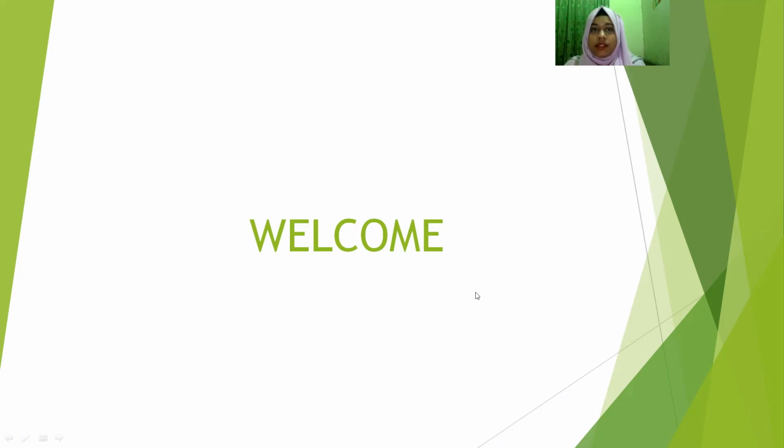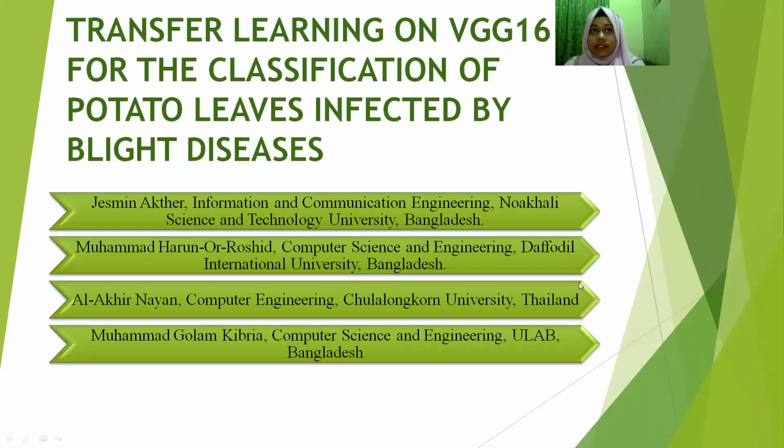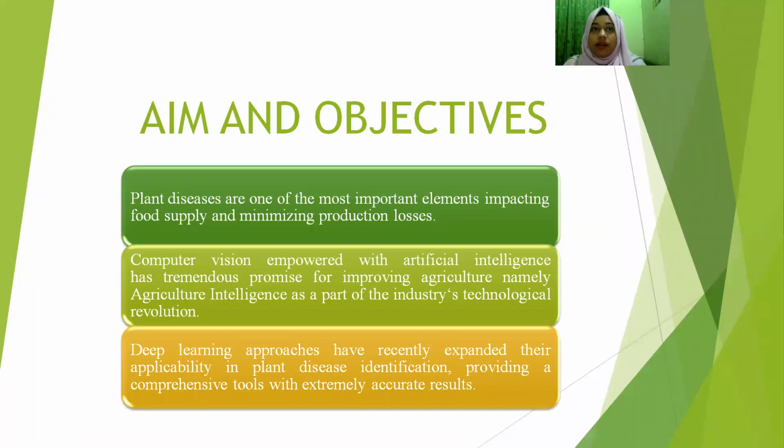The research title is Transfer Learning on VGG16 for the classification of potato leaves infected by blight diseases. Myself, Jasmine Akhtar, and the co-authors are Mohammad Harunur Rashid, Al-Akhir Noyon, and Professor Mohammad Ghulam Kibriya. The outline of the research begins with aim and objectives. The objectives and aim are given here.